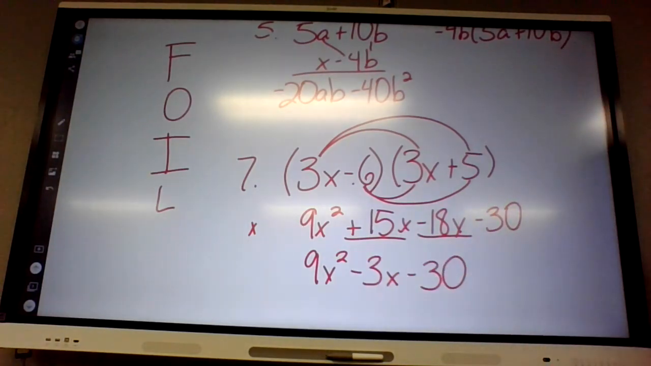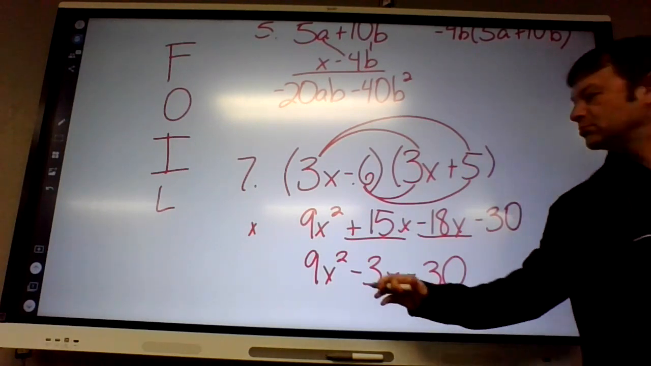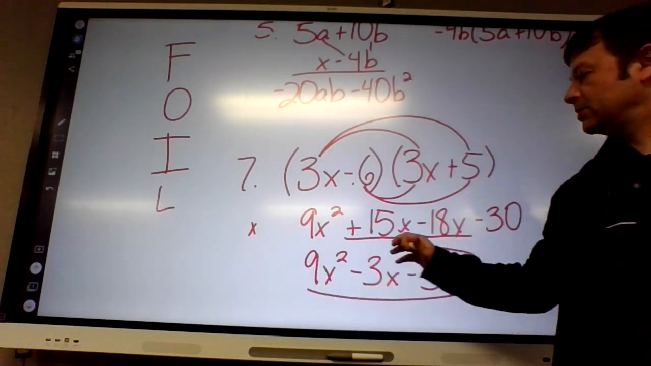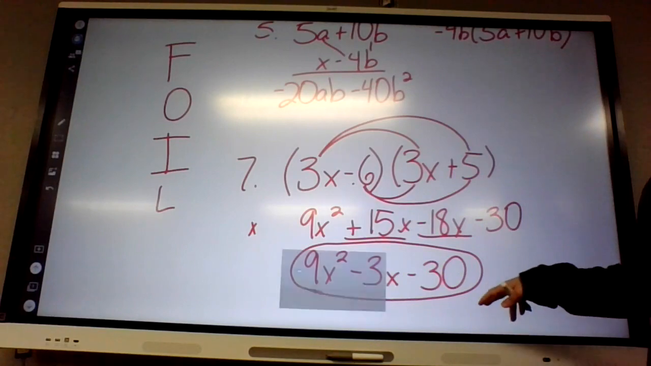Do we have to write it out horizontally, or can we keep it vertical? I don't care.